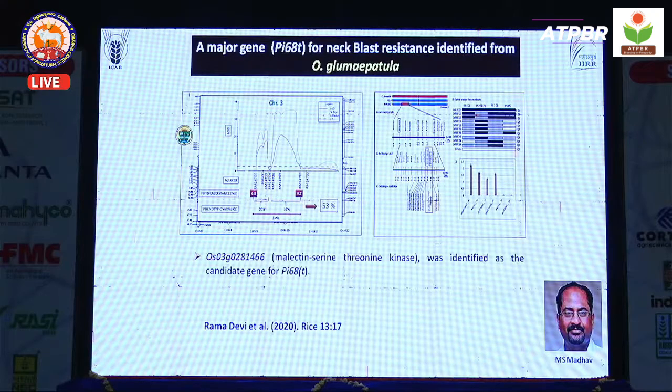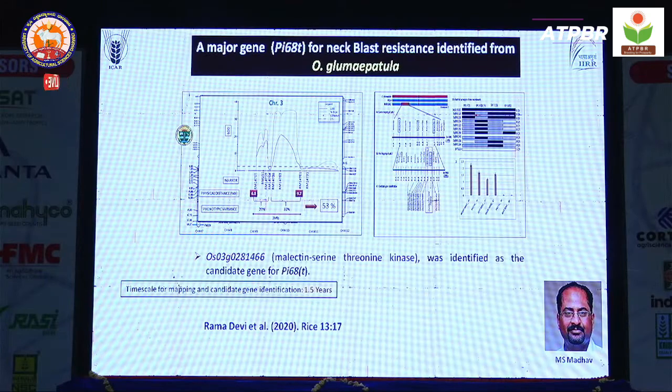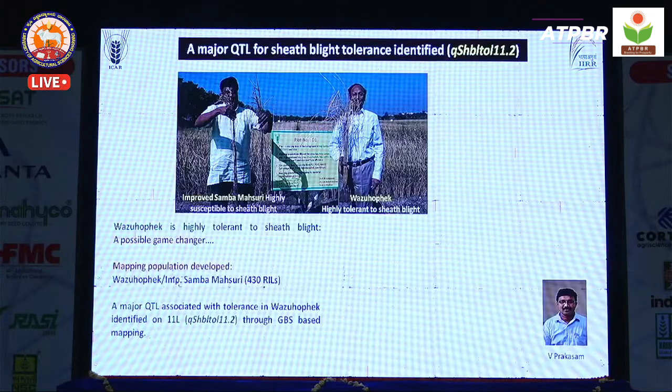He was able to identify the candidate gene, and this gene has been licensed to at least 3 or 4 companies for deployment in their breeding programs. And this is the power of mapping. Right from the day the mapping population was developed, within about 1.5 years, we can easily identify the candidate gene and validate it also. And this is one recent example.